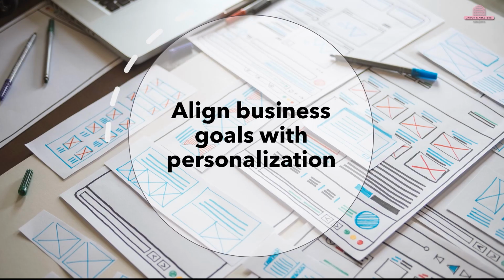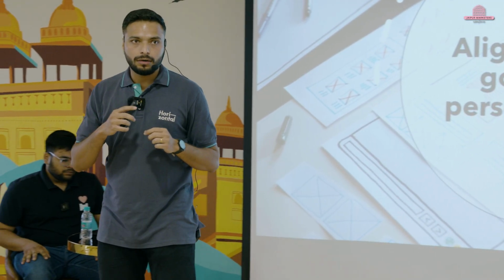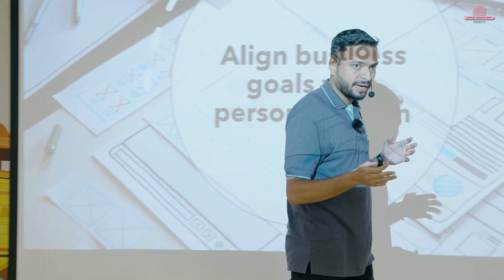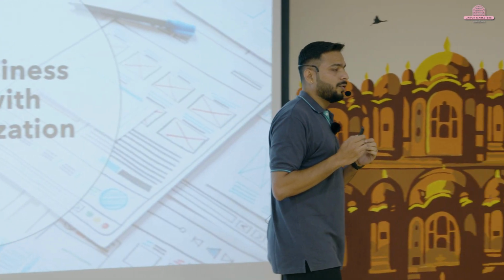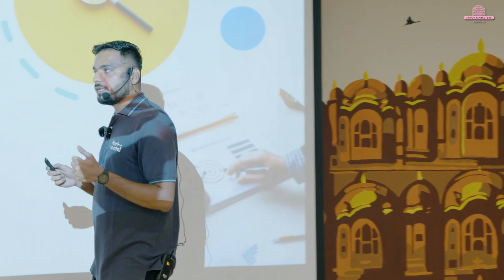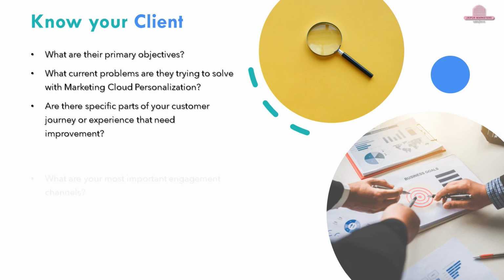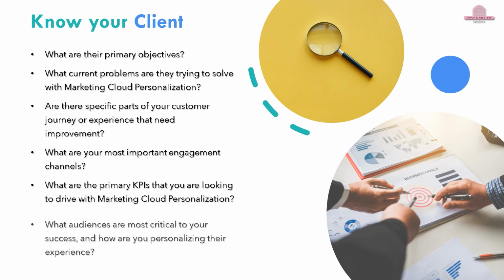So align business goals with personalization. Before you actually do anything, before you even start any other project, we often go on discovery with client. We try to understand their requirement. What is it that they are trying to build? What purpose are they trying to solve? So the first thing before any project implementation is know your client. What are their primary objectives? What business objective is there? What problem are they trying to solve? Are there current problems that can be solved using Interaction Studio? Yes, no, try to understand that. Try to understand their business more and more.